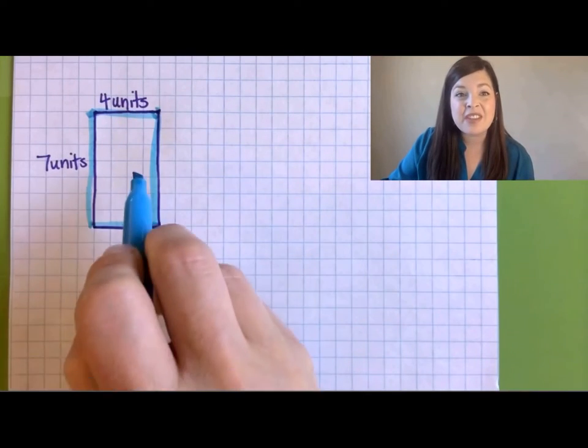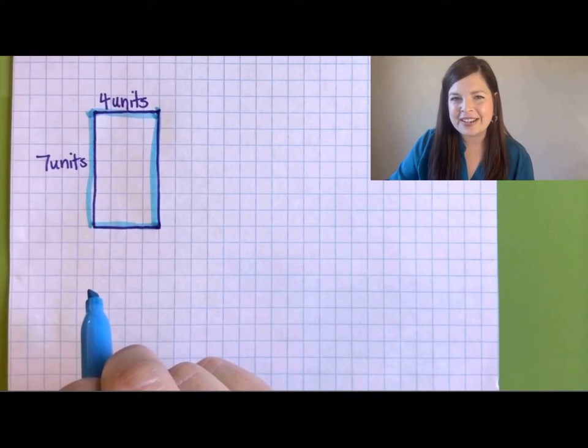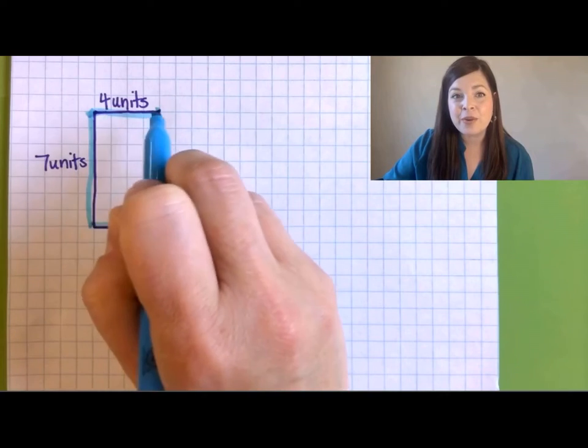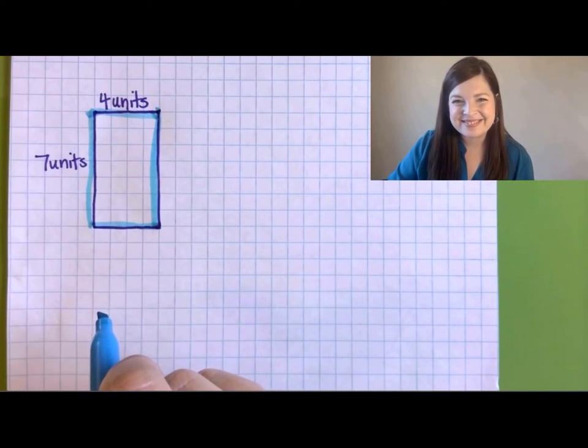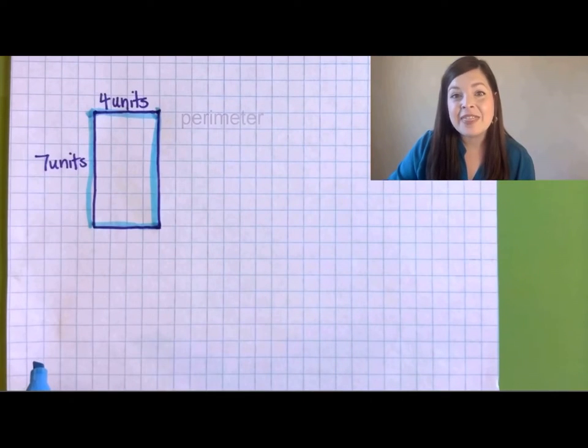We just traced around the outside of the rectangle. Think back to what you learned in 3rd grade. What do we call the measurement of the distance around a rectangle? We call the distance around a rectangle the perimeter. Everyone say perimeter.